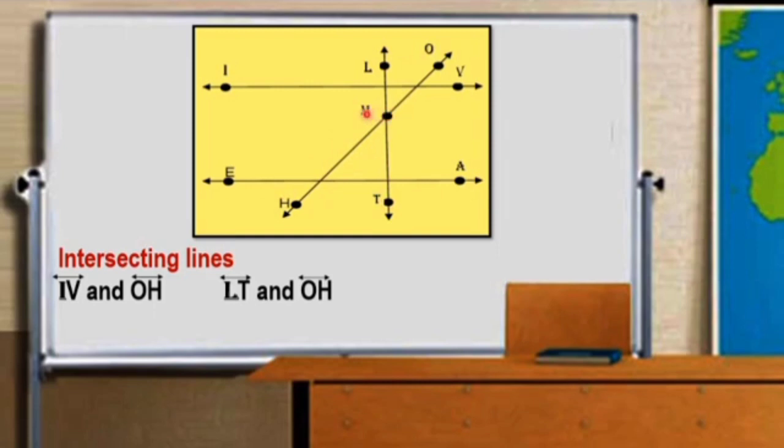And the last one, we have line EA and line OH. Saan sila nag-intersect? Magaling! Nag-intersect si line EA and line OH dito sa point na ito.